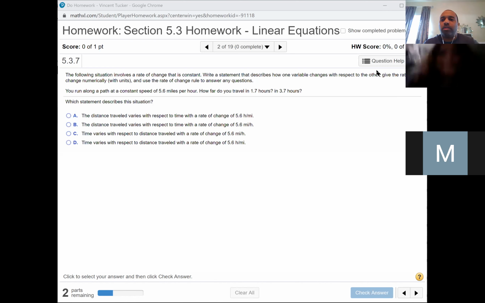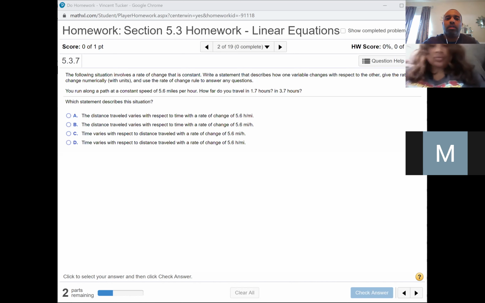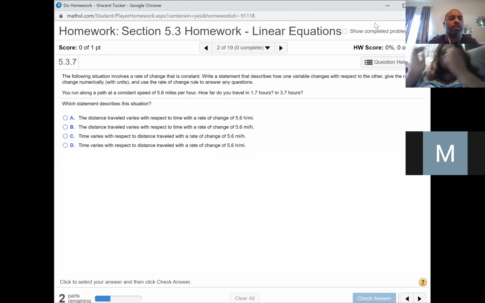All right, so looking at 5-3 today. Hopefully we'll get to 5-4. Looking at the second problem. The first was more of a conceptual problem, so I'll let you guys play with that one. This next one, the following situation involves rate of change.